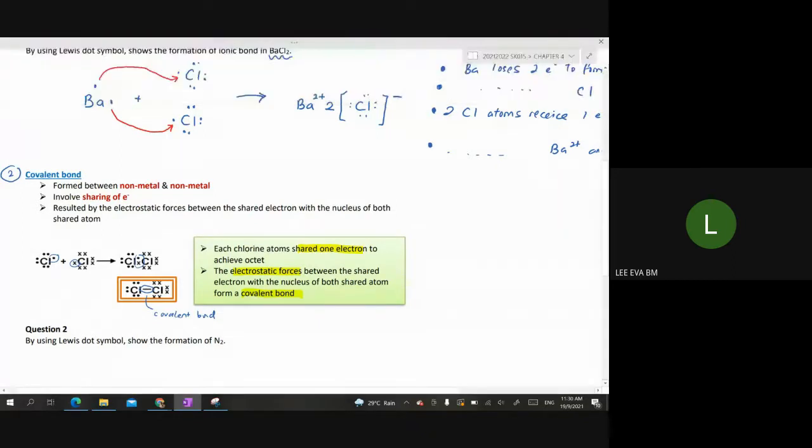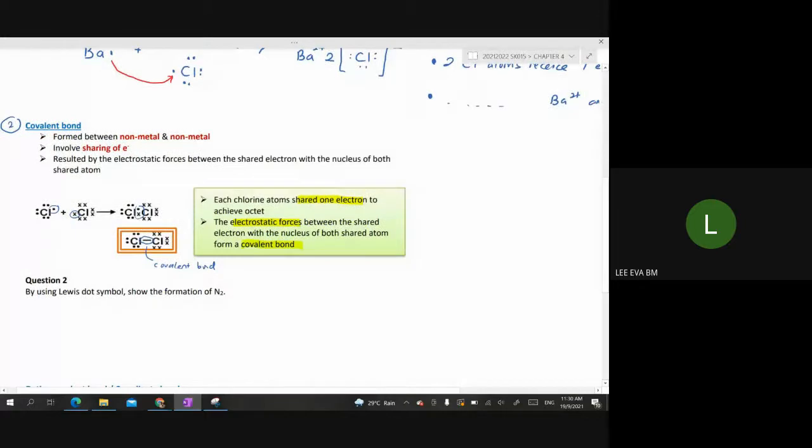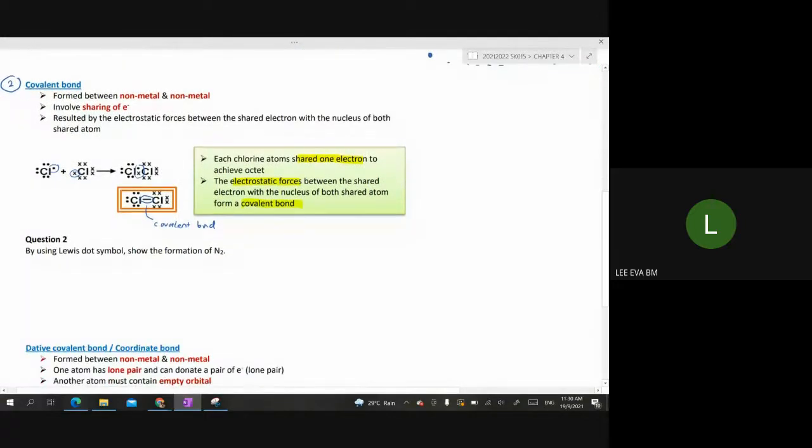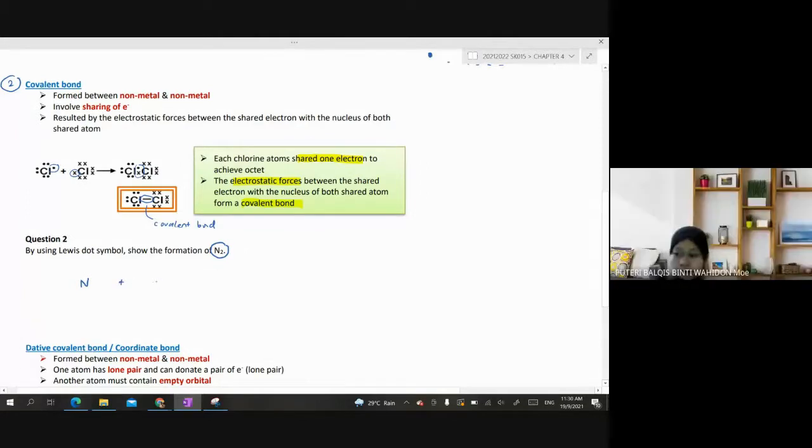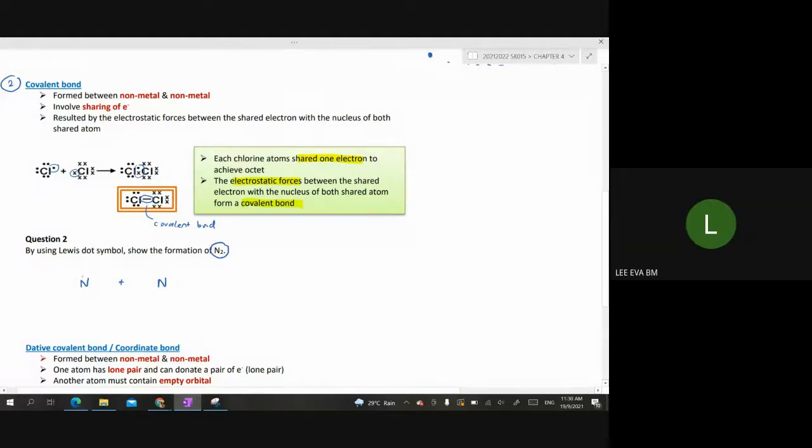So let's look at the example over here. We have nitrogen, N2. You must remember, between the same atom forms covalent bond. So how many valence electrons are there? 5. Okay, so I have 5 valence electrons. Remember singly first before pairing up. And I'm putting the single electrons facing each other.